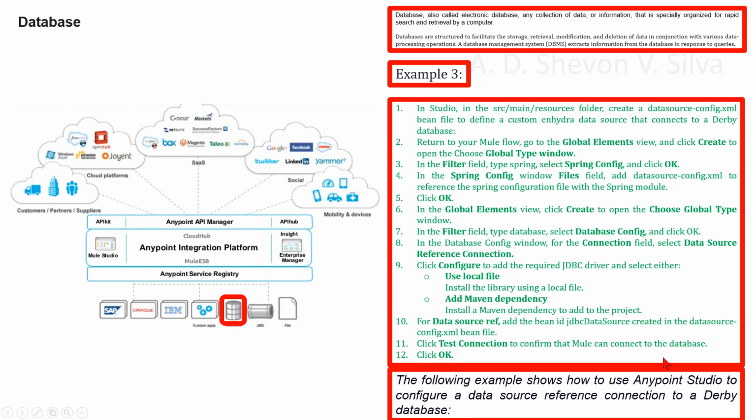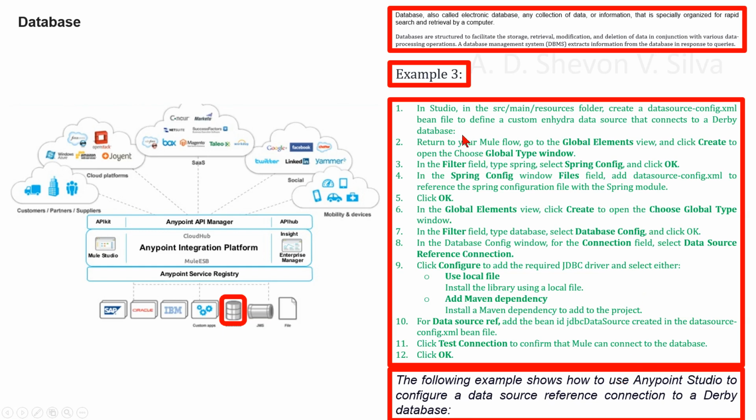The database connector generates a JDBC data source by using the parameter values you provide when you configure the generic connection field. If you want to create your own data source and use it to connect to a database, configure the data source reference connection field. So this example shows how to use Anypoint Studio to configure a data source reference connection to a Derby database.